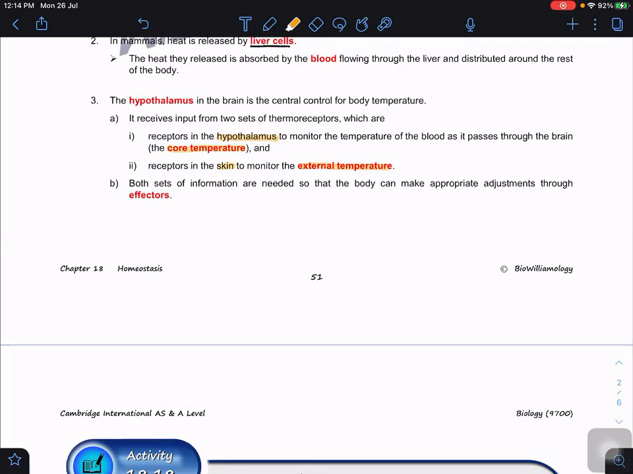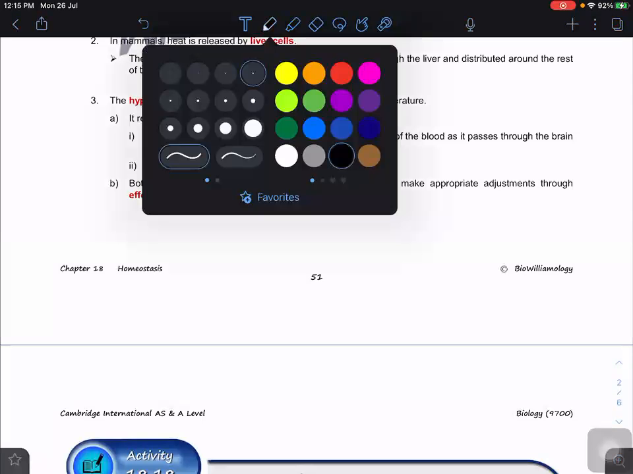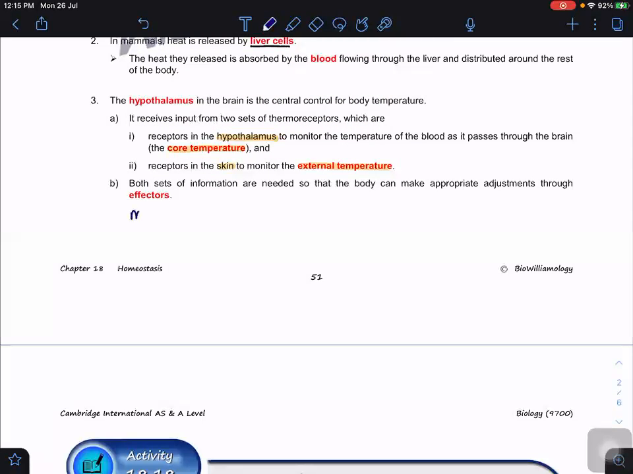From there, we interpret this input and then send the output to the appropriate effectors. So in this case, what are the appropriate effectors? They include the muscles, you can write down, and also the glands. These two will be our effectors. These effectors respond to the output sent by the control center, the hypothalamus.